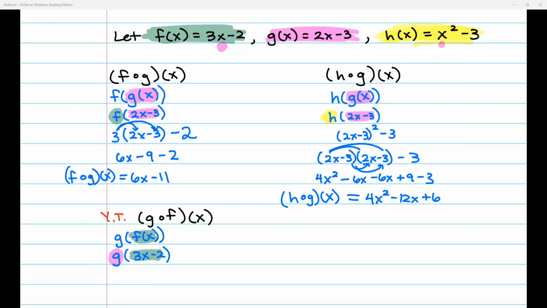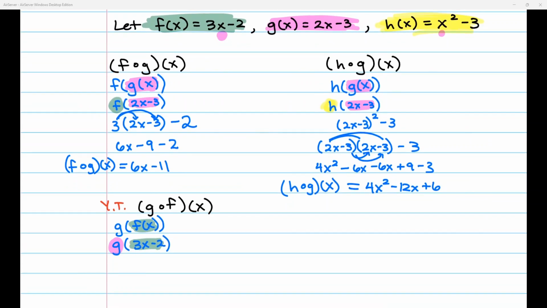So I need to take that 3x minus 2 and I need to plug it into my pink one, which means I need to plug it in right here. That's where the 3x minus 2 is going to go. So I'm going to write this as 2 times parentheses 3x minus 2 minus 3. That's me taking my 3x minus 2 and plugging it in right in there for that x, okay, because I'm plugging it into my pink function.